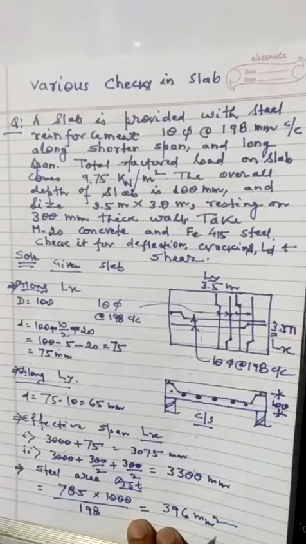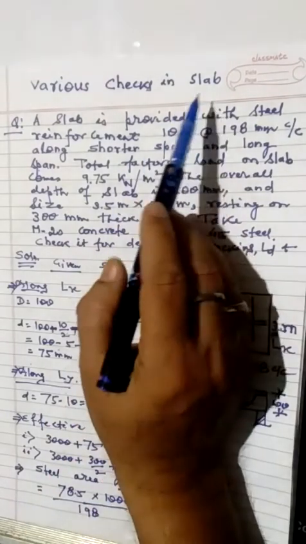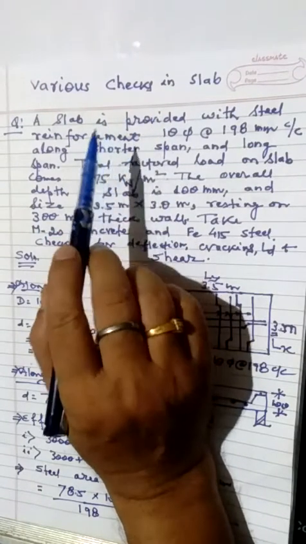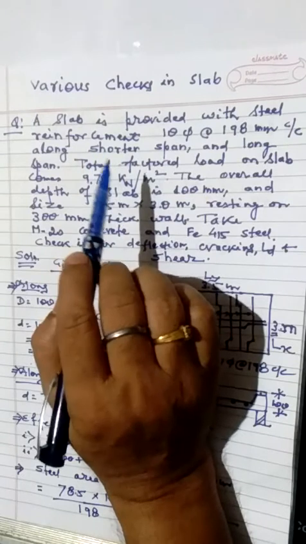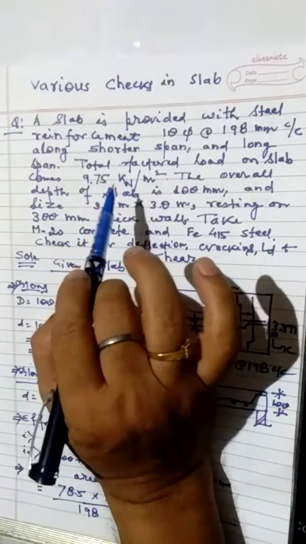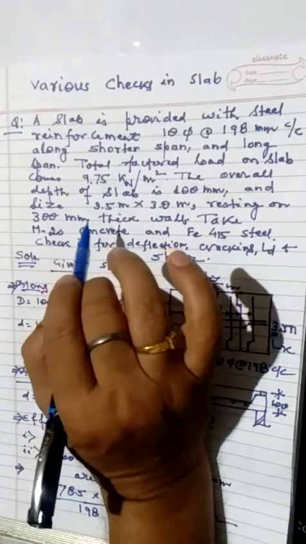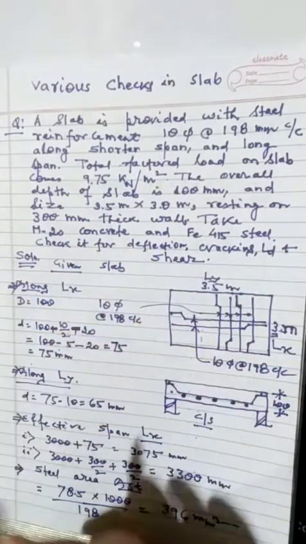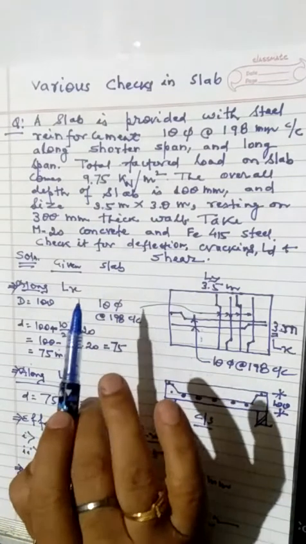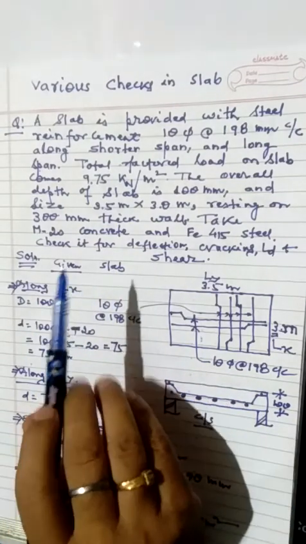The topic of today's discussion is various checks in slab. Normally, after design of one-way slab and two-way slab, we have to carry out a few checks on the design data which we have gathered. So, to carry out all the checks, this lecture has been planned.